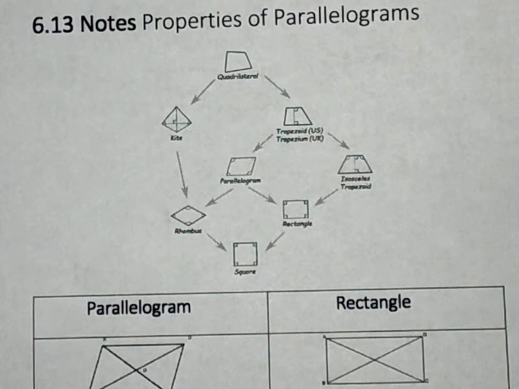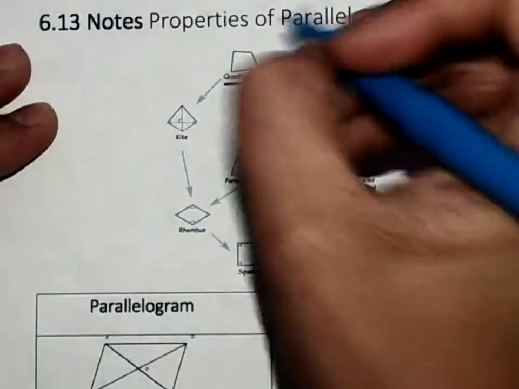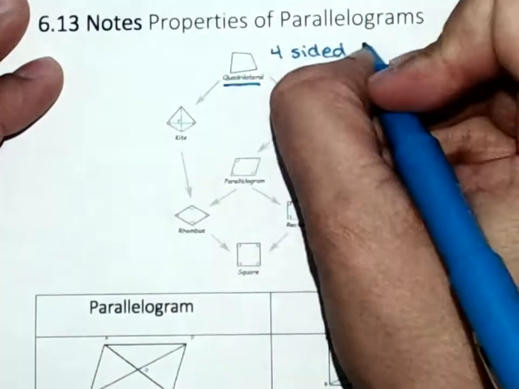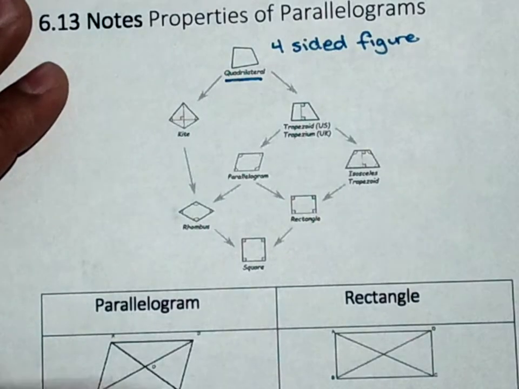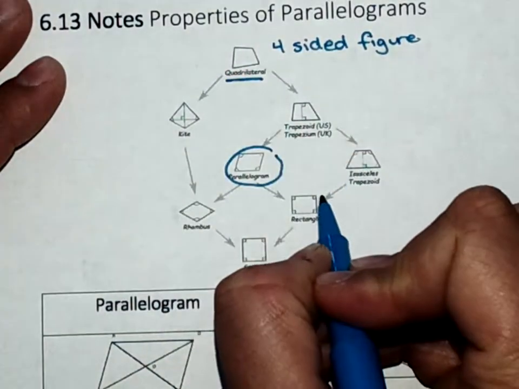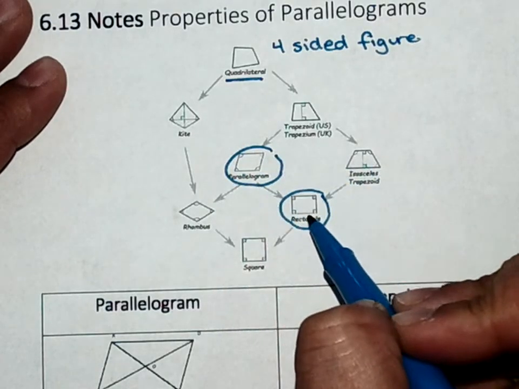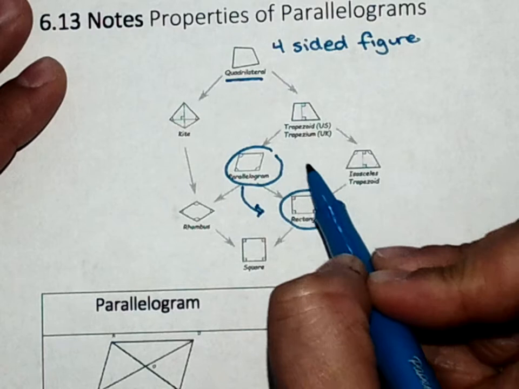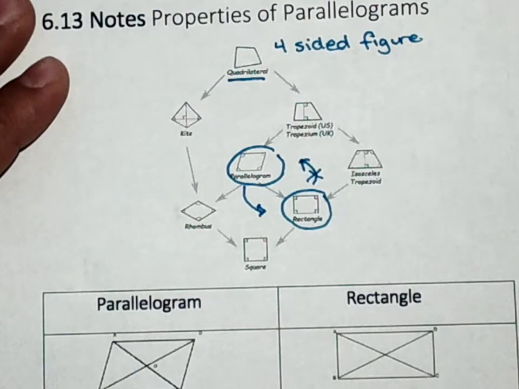In our 6.13 notes, we're going to be talking about the properties of parallelograms. So you'll see that we have a diagram at the top that starts with quadrilateral. A quadrilateral is a four-sided figure. And there are a lot of shapes that fall underneath this, but we're going to be focusing on parallelograms and rectangles. You'll notice that parallelogram is above rectangle, meaning a parallelogram can be a rectangle, but a rectangle cannot be a parallelogram. And we'll talk more about that in just a moment.